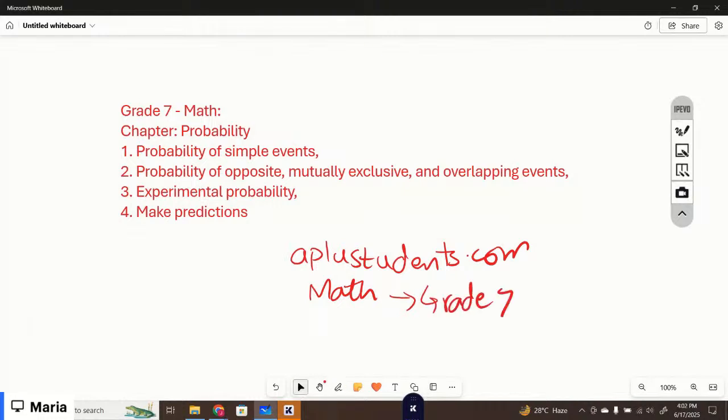Scroll down to page 7 and go only for lessons. There you can find the list of the chapters. We can start with the chapter on probability. The lessons will cover today the probability of simple events, probability of opposite events using overlapping points, experimental probability, and make predictions.